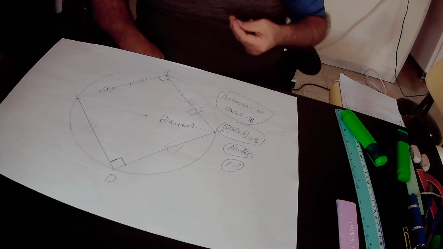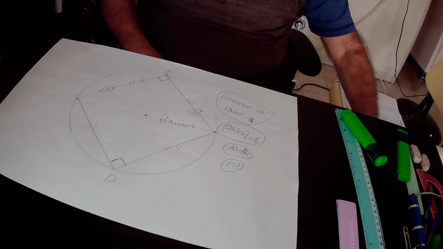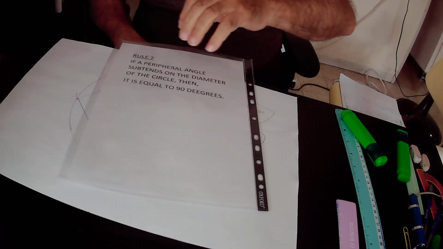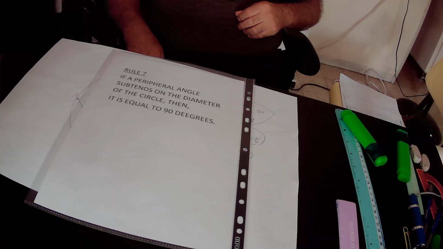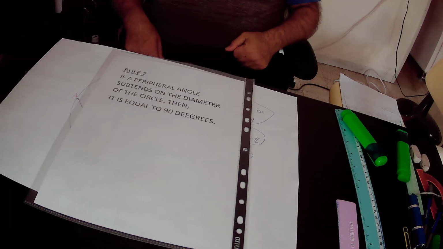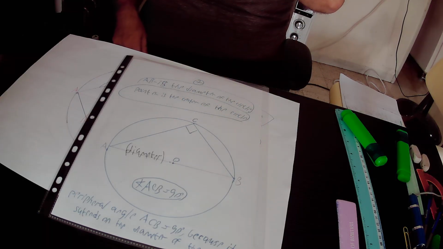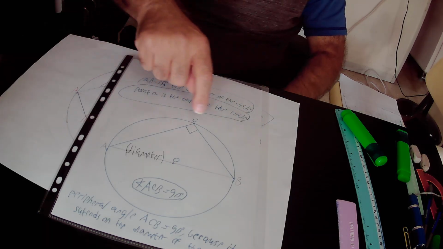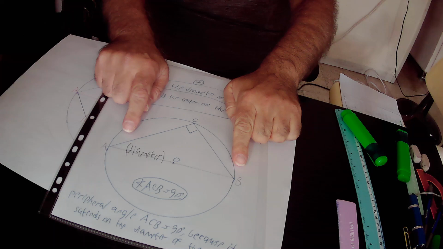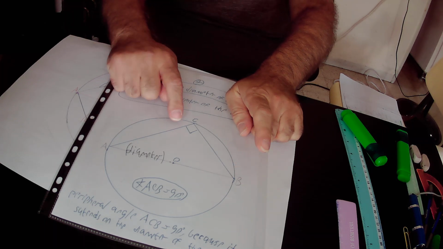In the next step, we implement rule 7 in our drawing. Repeat quickly on rule 7. According to rule 7, if a peripheral angle subtends on the diameter of the circle, then it is equal to 90 degrees in its size. So in the drawing, we have a circle. This is peripheral angle ACB that subtends on chord AB, that is the diameter of this circle, and therefore it is equal to 90 degrees in its size.